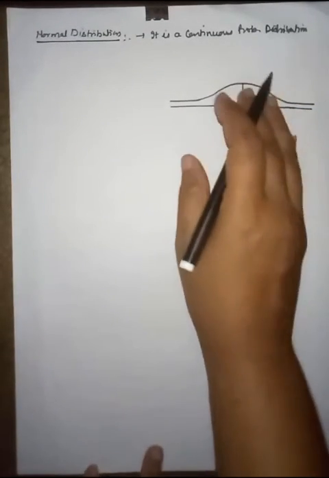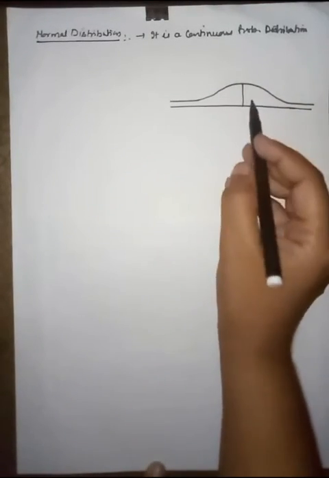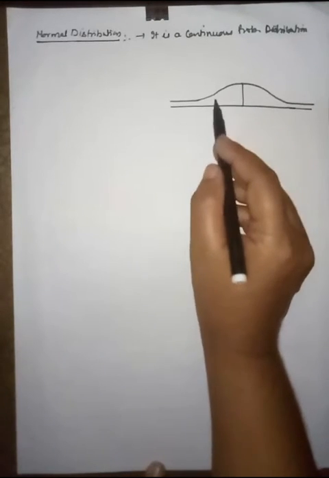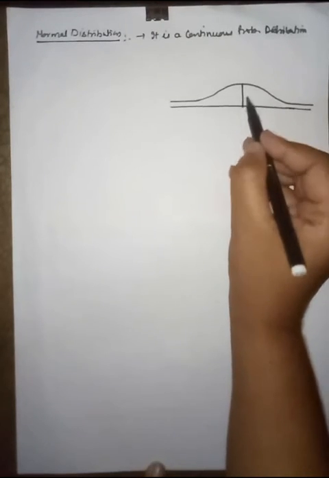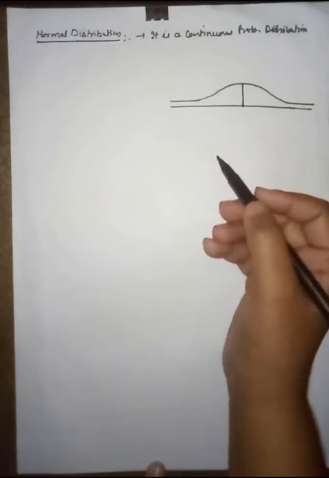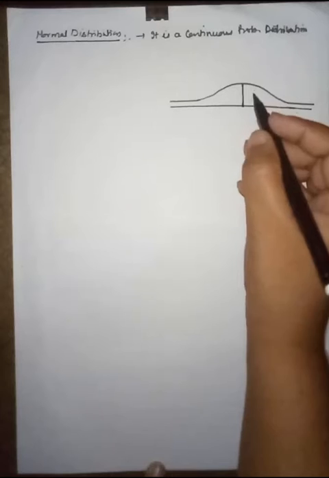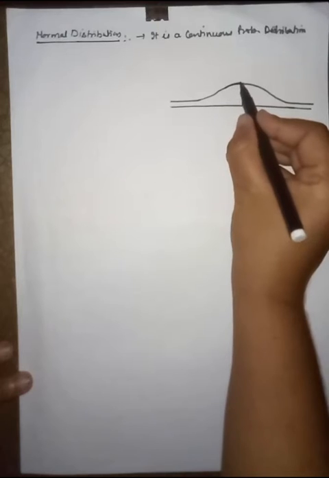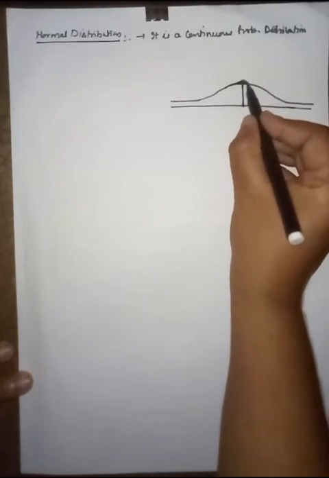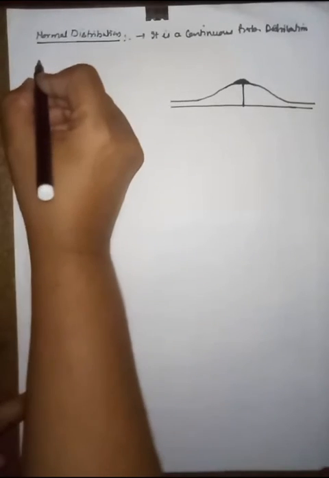It is a bell-shaped diagram, and it is symmetrical. It is symmetrical because you see the area on both sides is equal about this line. And it is unimodal. Unimodal means it has only one peak. So you can make this form in this way. So friends, it is symmetrical.